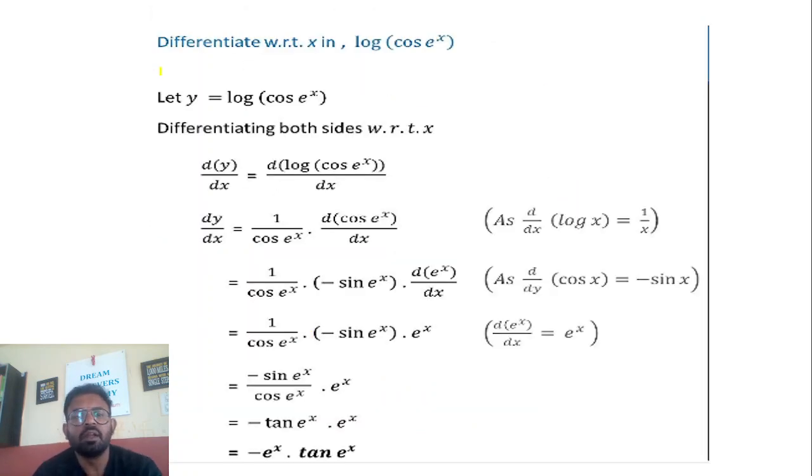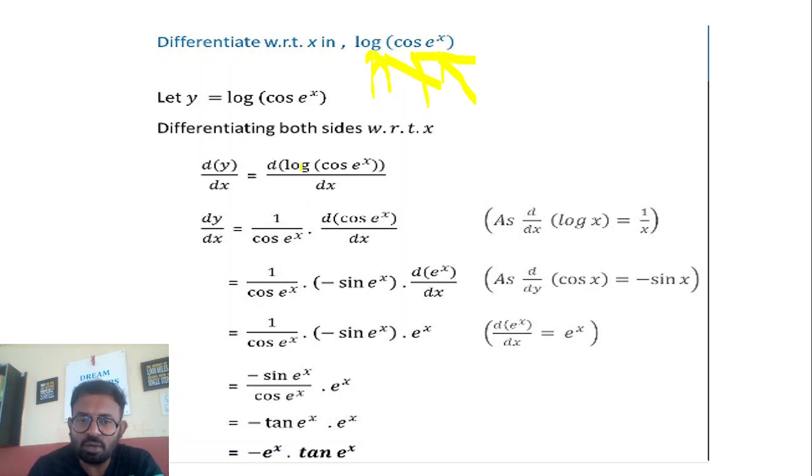Okay. Now once again see here, one very nice problem. They have given log of cos e power x. As I told you, don't confuse. It is not log into cos. They have given log of cos e power x. That means I need to differentiate separately. First I need to differentiate log, next cos, next e power x. Previous problem same as it is.